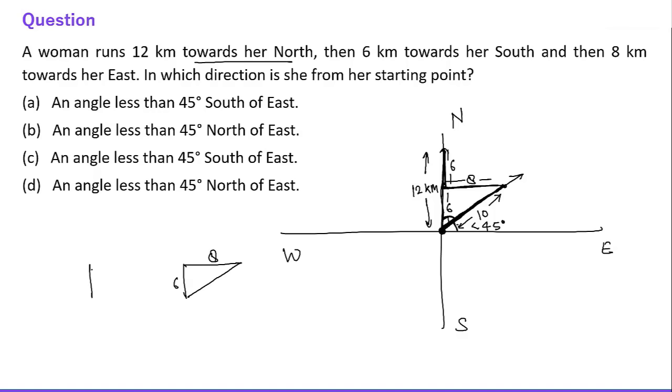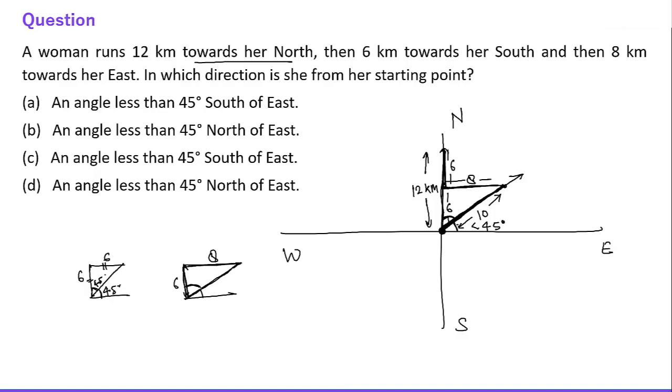If this is 6 and this is also 6, then only this angle will be 45 degrees. This angle is 45 and this is also 45. If both these sides are equal, then both these angles will be equal. But if this is 6 and this is 8, then obviously this angle will be less than 45 degrees and this angle will be more than 45 degrees.